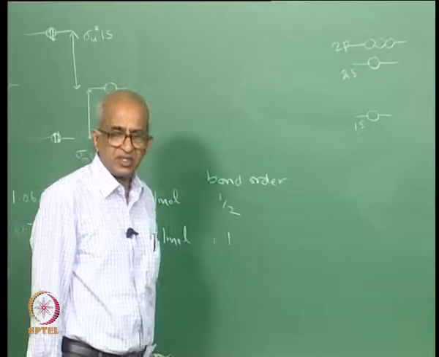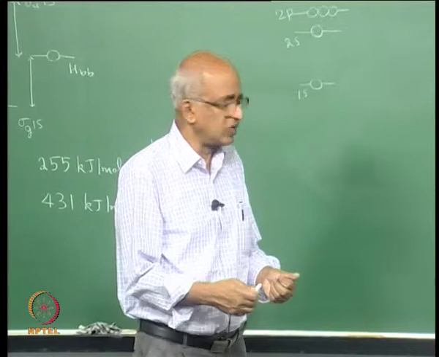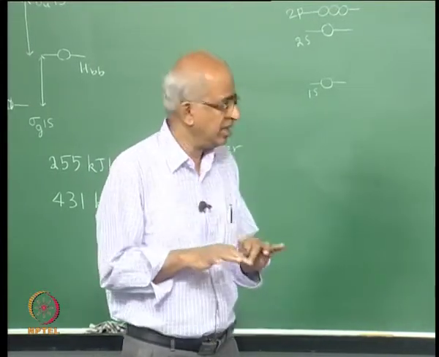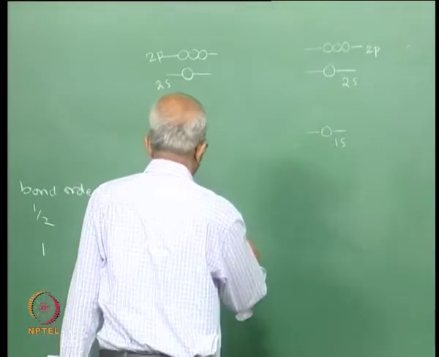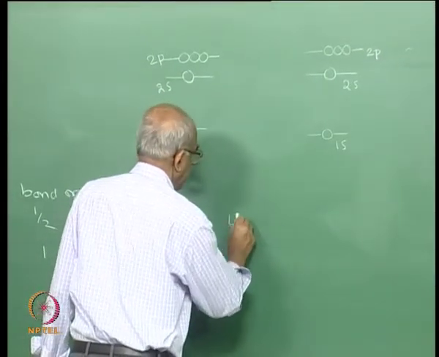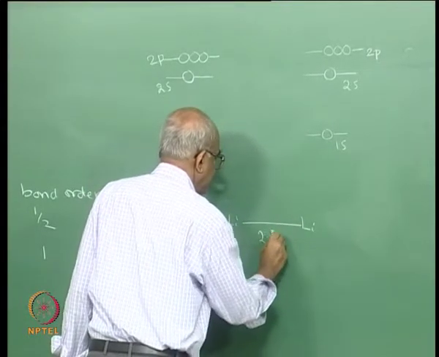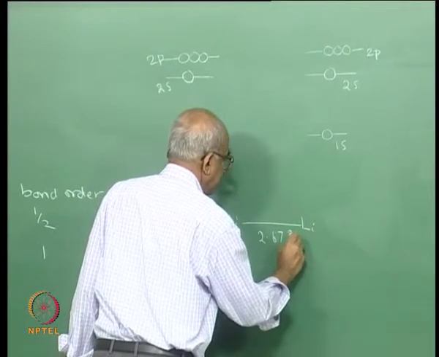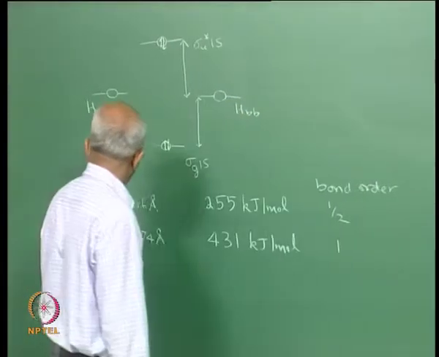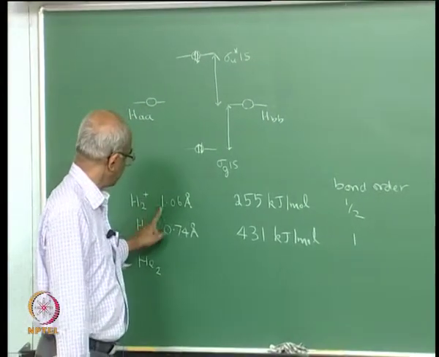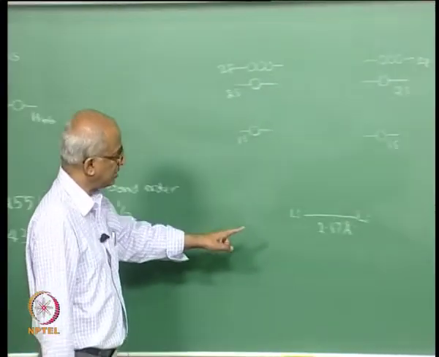They can interact with each other, but we are interested in the equilibrium geometry of the molecule, which is at a distance of 2.67 angstroms. So, this is one lithium, this is the other lithium. At the equilibrium geometry, the bond length is quite large, 2.67 angstroms, in comparison with the bond lengths in H2 plus or H2, which are 1 and 0.74.